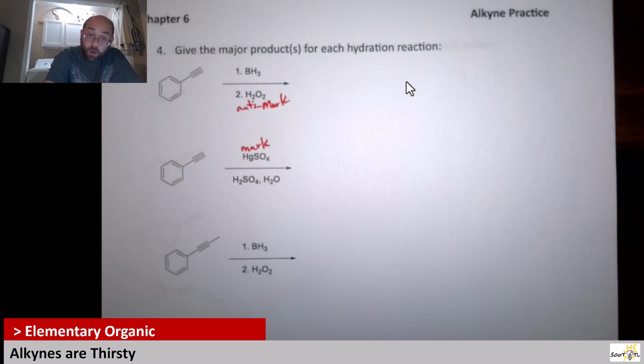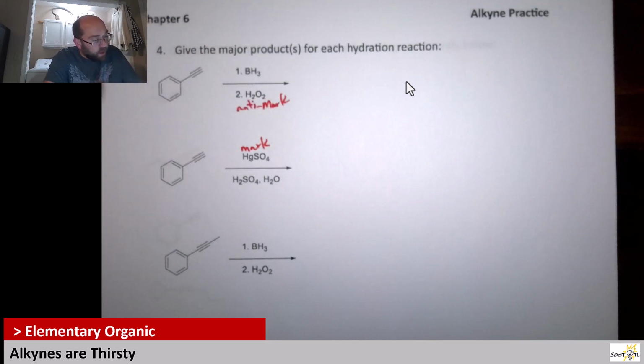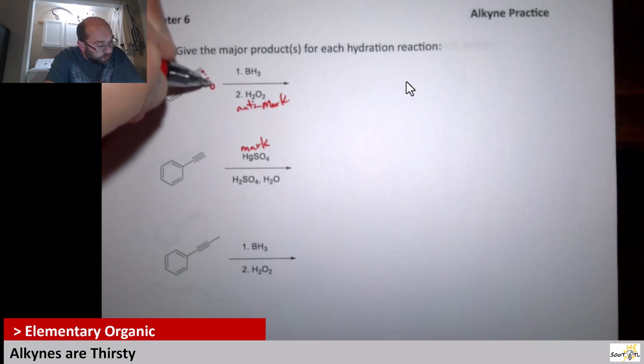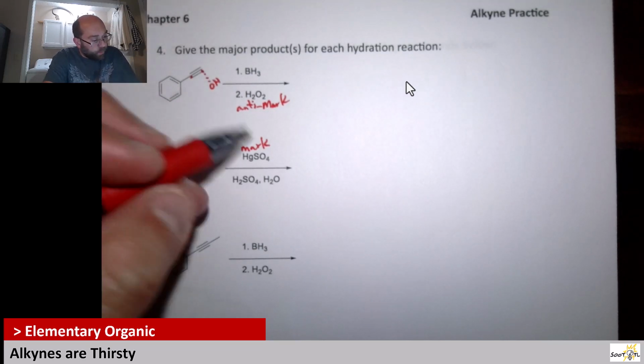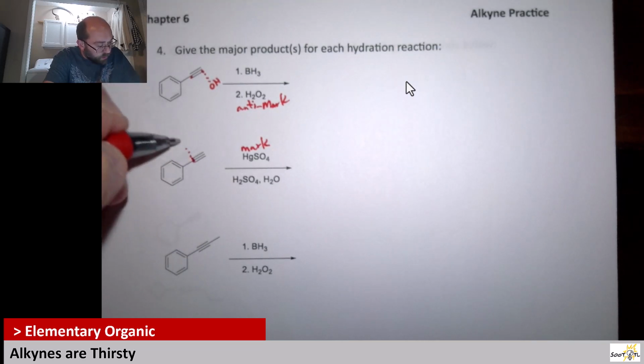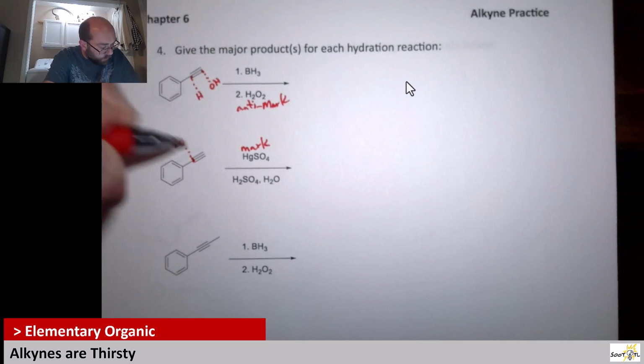So hopefully you recall when I had you use the mnemonic Merky-Mark, right? Mercury loves to do Markovnikov. So what does that tell us? Well, with anti-Markovnikov, that means of these two carbons, this one doesn't have as many substituent groups on it, so the OH group is going to go there. With Markovnikov, this carbon has more substituents, so the OH group is going to go there. Now, I guess I'll show the hydrogens too. So yeah, that's what you're looking at.